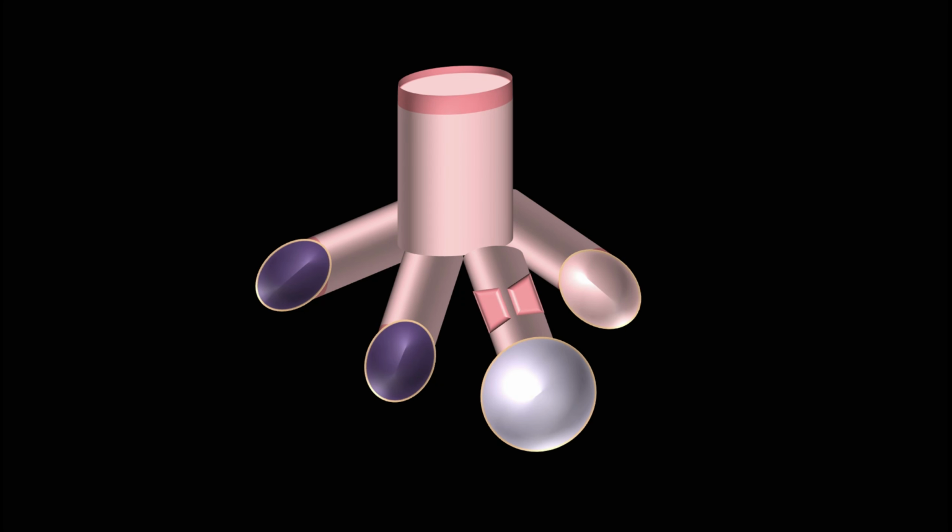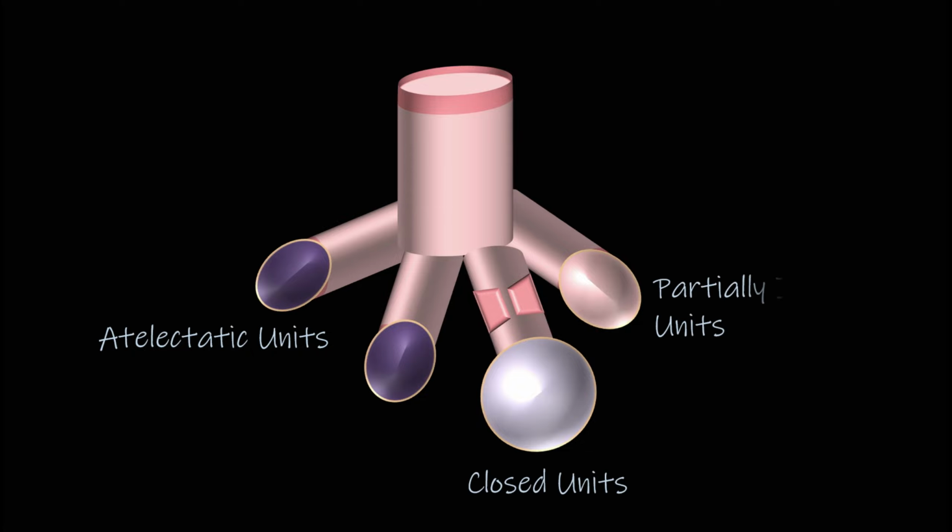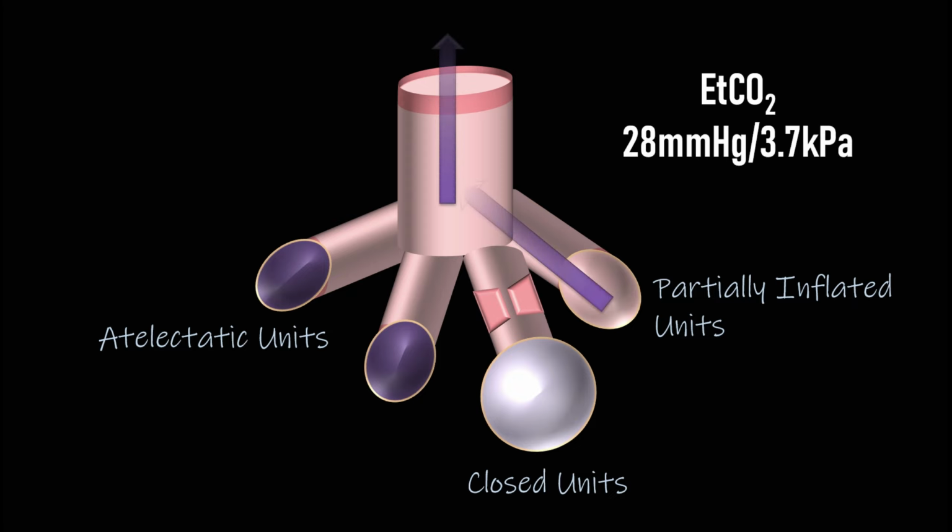Immediately after intubation, there is extensive atelectasis, low lung volumes, and airway closure. So these are atelectatic lung units, closed lung units, and partially inflated lung units. With early breaths, small areas of the lung are reasonably well ventilated, and the quantity of CO2 released is quite low, so the end tidal CO2 is low.